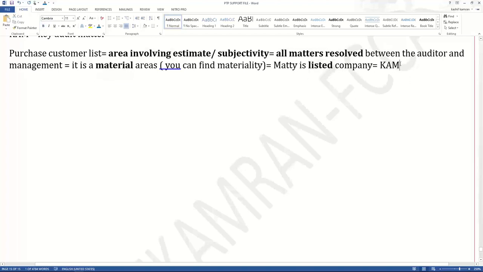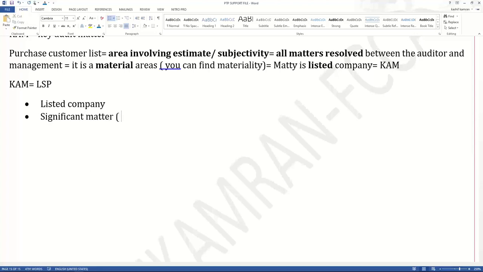Now, I normally tell my students, those who take regular classes from me, that CAM is equal to LSP. CAM is equal to LSP. And those who have taken the webinars from me also know this. CAM comes for a listed company. So MEDI is a listed company, first of all. Number two, CAM comes for a significant matter. Do you know the definition of a significant matter?